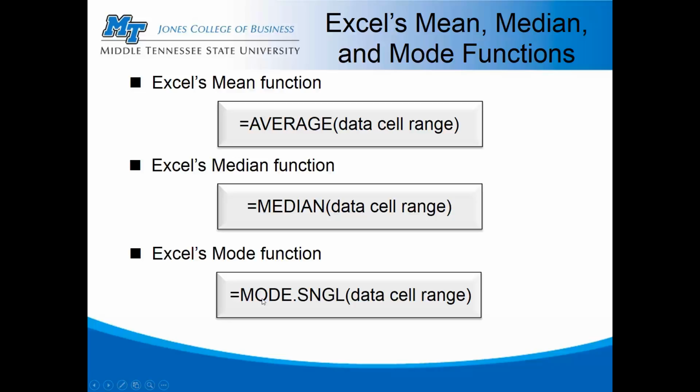There's also a couple of different mode functions. The .SNGL is the single mode. It's going to provide you with a single number. That's the mode. It's probably going to give you an error if it turns out that there's more than one value that occurs most frequently.